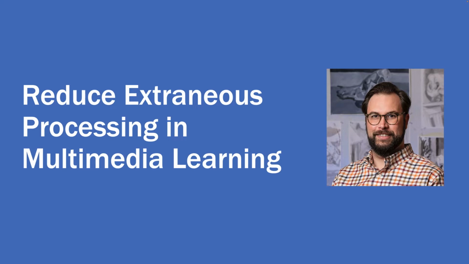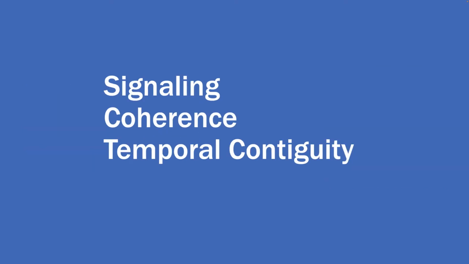In this video, we're going to explore 3 of the 5 principles to reduce extraneous processing in multimedia learning. Extraneous processing is any cognitive processing related to the way the content is presented. Extraneous processing uses up precious working memory space, which we need to teach the material. In this video, we're going to explore signaling, coherence, and temporal contiguity.